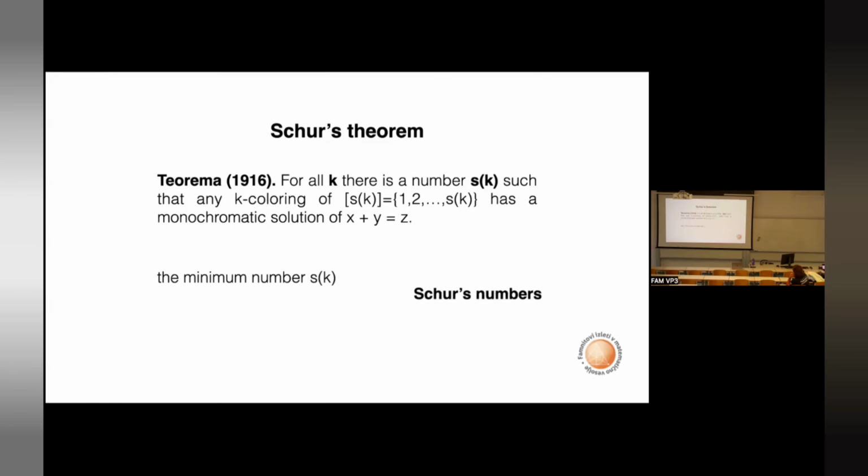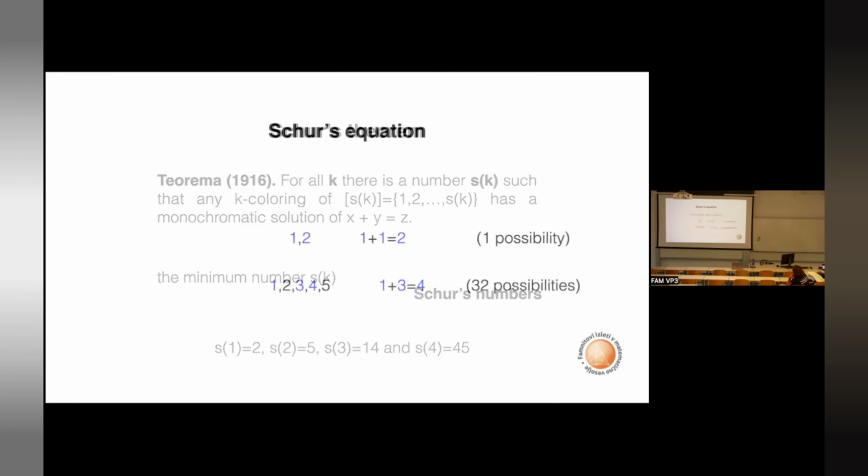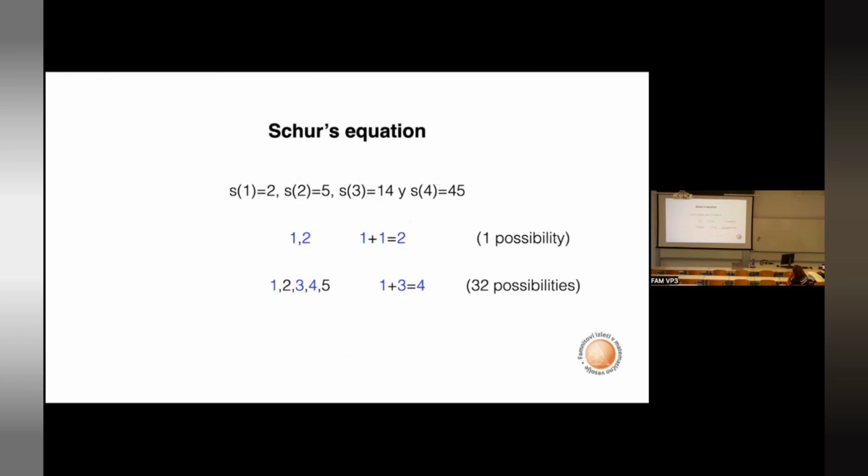And the minimum number for which you can do this is called the Schur number. So here we have some examples. If I want to use just one color, well, 1 and 2 are enough because I have just one possibility. If I want to use 2 colors, I have 32 possibilities with 5, but you can color these 5 as you want. You will always find a solution for this equation.